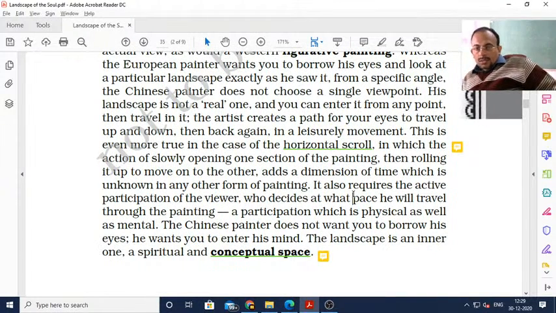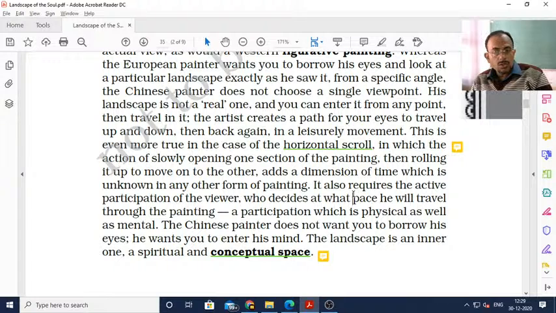So the Chinese painter does not want you to borrow his eyes. This is even more true in the case of the horizontal scroll, in which the action is one of slow opening. If you want to view a Chinese painting, you need to be physically as well as mentally present. You need to examine it both physically and mentally. You need to do research on it. Only then shall you be able to understand it.